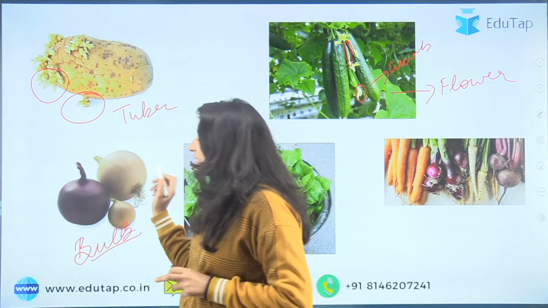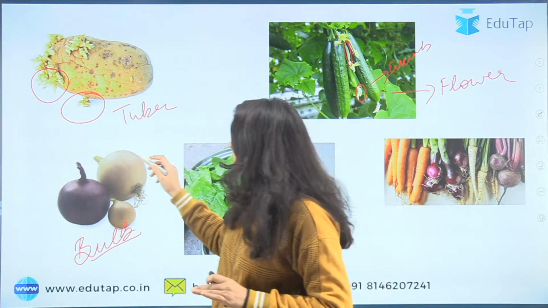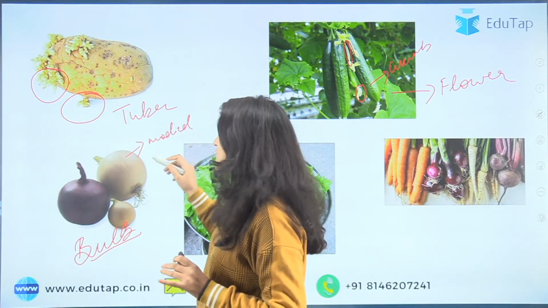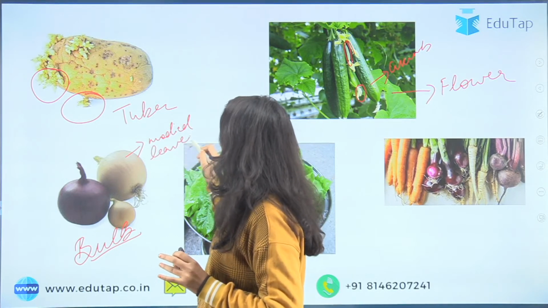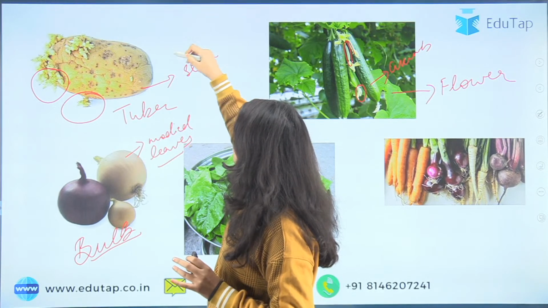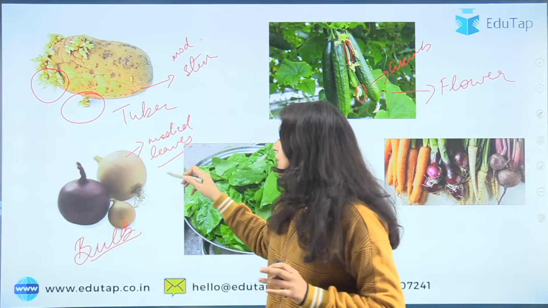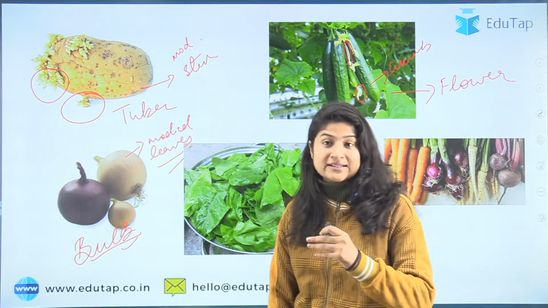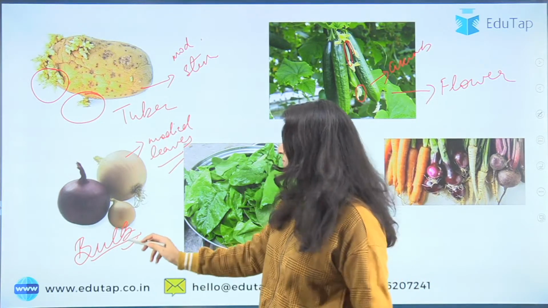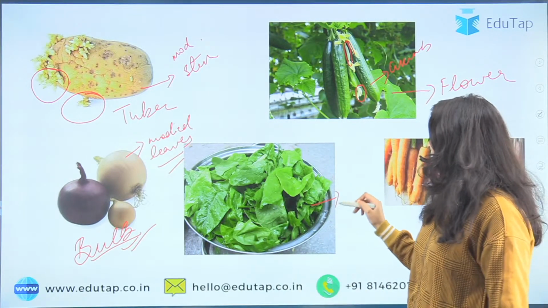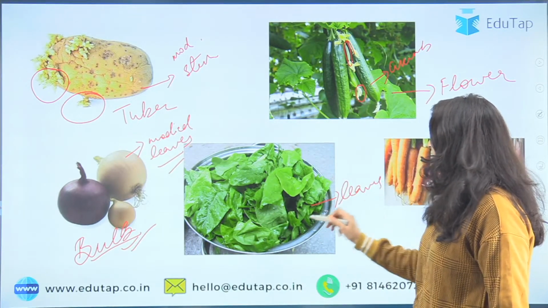So if I specifically talk about an onion, what happens? These are the modified stems that we are talking about, modified leaves that we are talking about here. Herein we talked about modified stem, right? Herein these are the modified leaves and these are specifically known as bulb. You have another example, for example garlic, it also comes under the category examples of bulb. Then we have these are the leaves, classic example spinach.